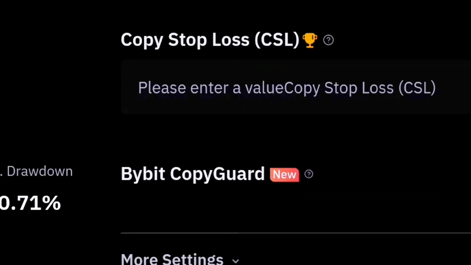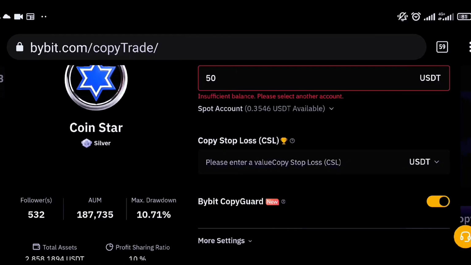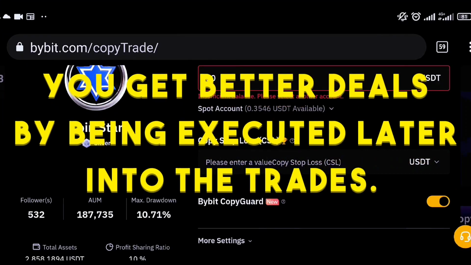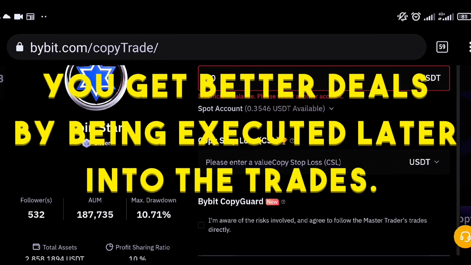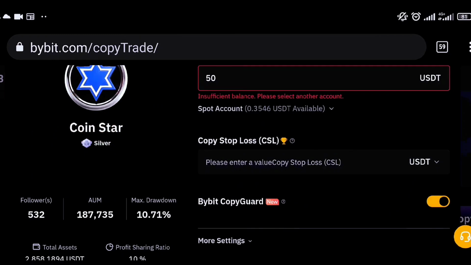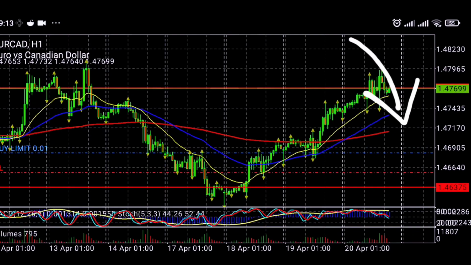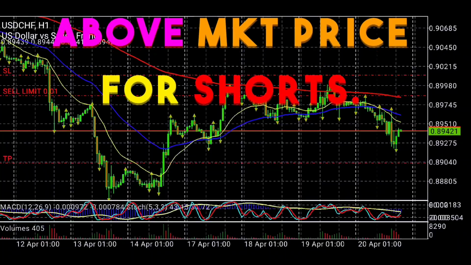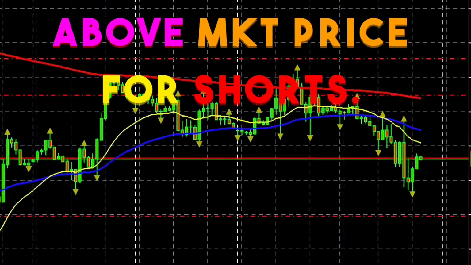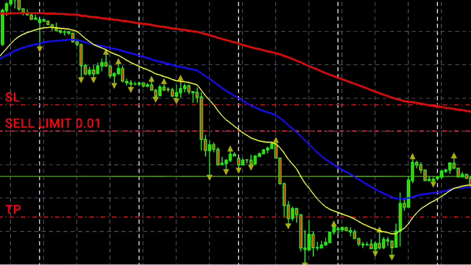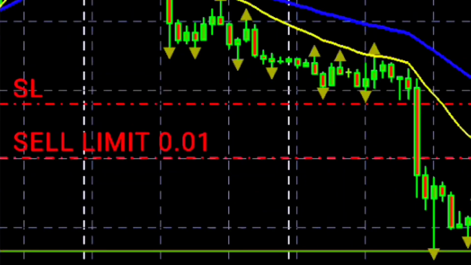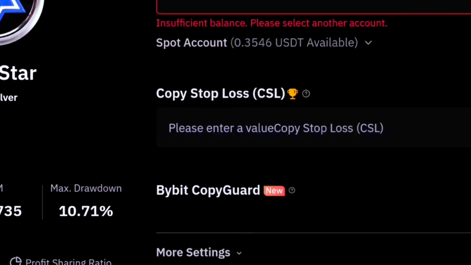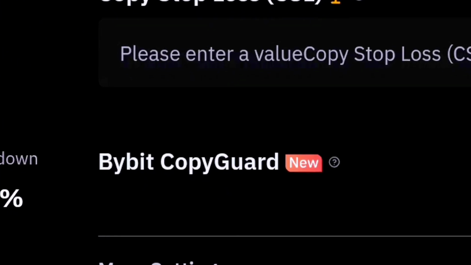There's something here called Bybit copy guard. What this means is simply that when the master trader has already executed into the market, you can have a better deal by being executed later on into the market when the market drops below. That's in case you are going to be trading the long. In case the master trader is trading a short position, then you will be executed way above the market price so that you'll be having better deals. That's what Bybit copy guard simply means.